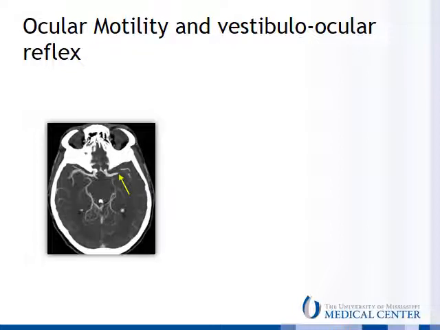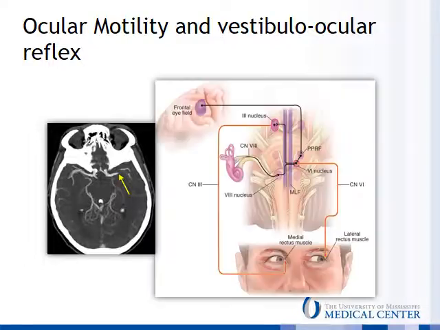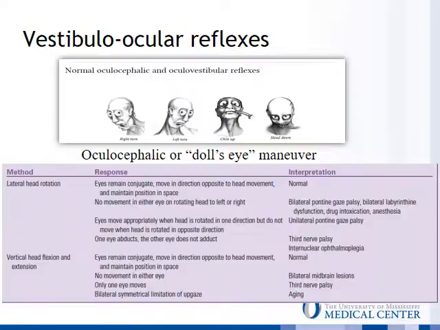Ocular motility, conjugate gaze, and vestibulo-ocular reflex are maintained by the bilateral frontal eye fields, oculomotor nerves, abducent nerves, and vestibulocochlear nerves. Vestibulo-ocular reflex can be tested by two methods: the oculocephalic or doll's eye maneuver, or the caloric test. In the oculocephalic maneuver, the patient's head will be turned in one direction. Normally, the eyes will move to the opposite direction.